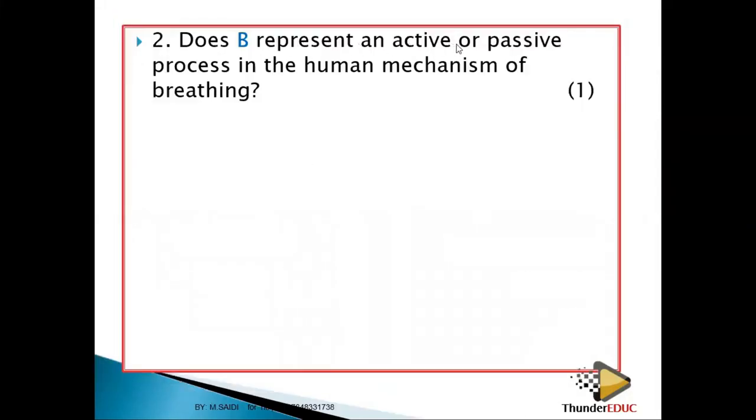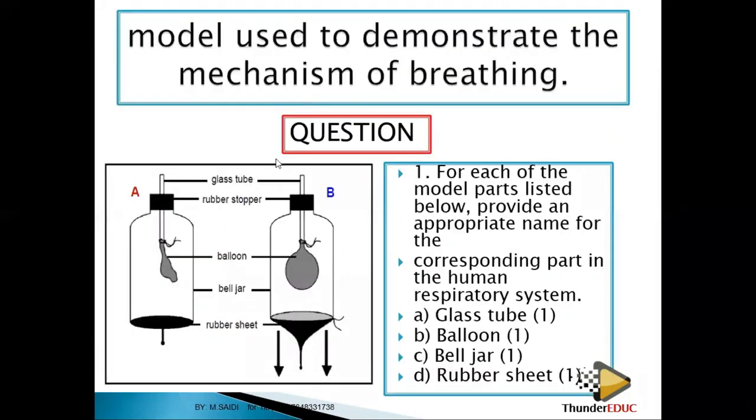So we have another question. Does B represent an active or a passive process in the human mechanism of breathing? Remember, active is breathing in. It requires energy. And then passive is breathing out. It doesn't require energy. The muscles relax. So does it show active or passive? If you look at it, you are breathing in. When you're breathing in, muscles must contract. So it shows an active process.